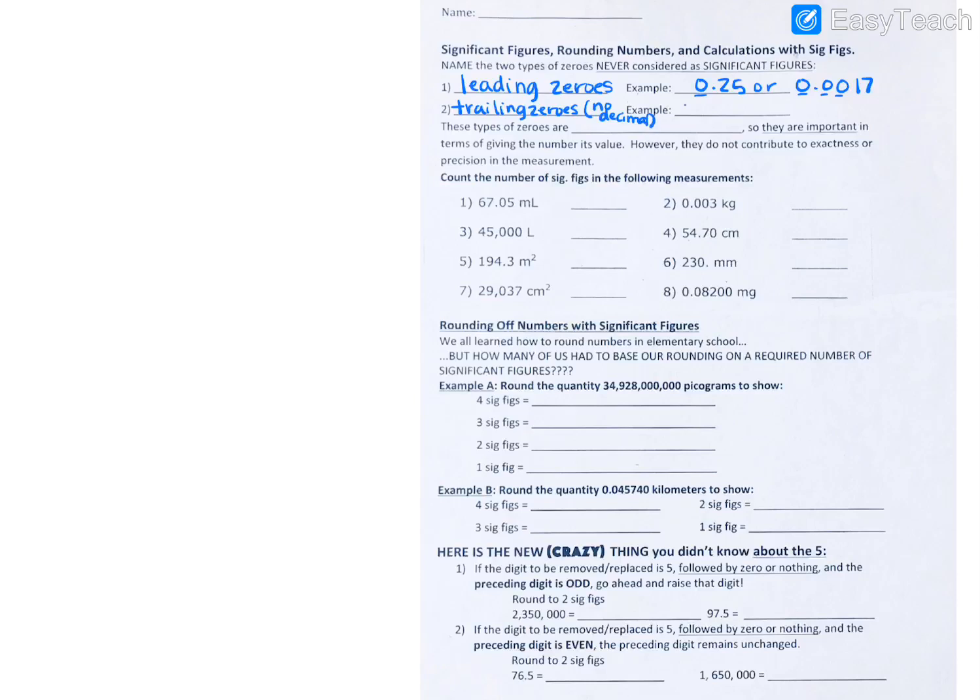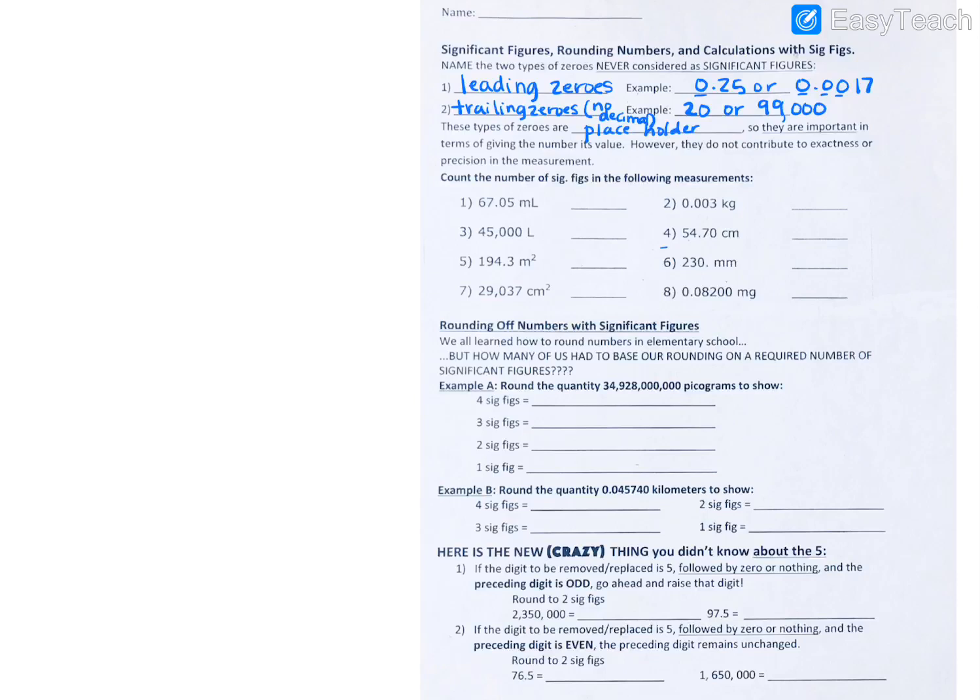So examples would be like the number 20. That's 0 without a decimal, which would mean that you are not going to count that 0. Or you could have a number like 99,000. These zeros would be trailing zeros with no decimal, so they do not count. These types of zeros are what we call placeholder zeros. They are maintaining place value in a number, so they are important, but they do not contribute to exactness or precision or certainty in a measurement.